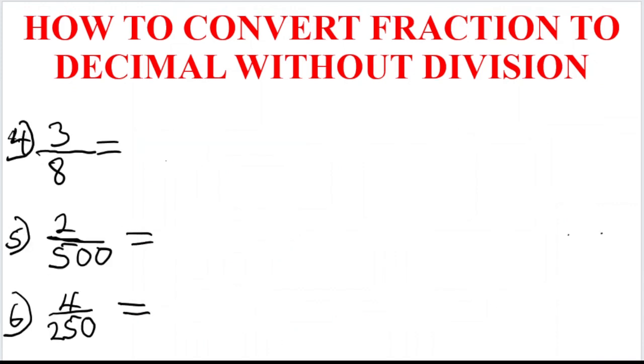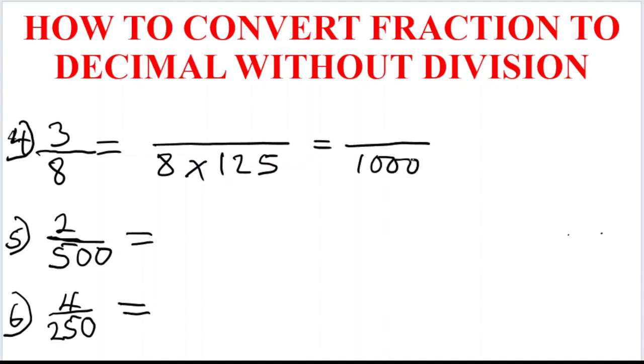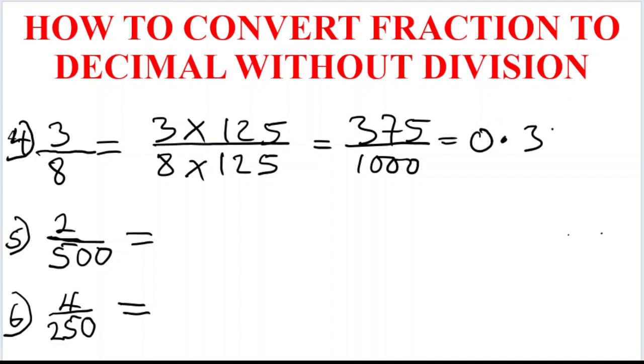Example number 4. We have 3 divided by 8. So I'm looking for a number that 8 can multiply, that will give me 1,000. So if I multiply 8 by 125, I'll get 1,000. Okay, now I'll also do the same thing here. 3 multiplied by 125, then I'll get 375. So I can now change it to decimal. I'll have 0.375, because the 3 is on tenth, the 7 is on 100, while the 5 is on 1,000.